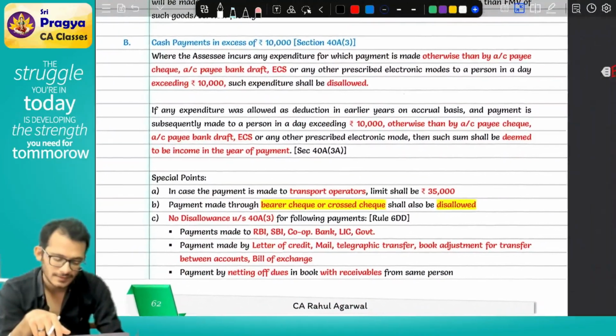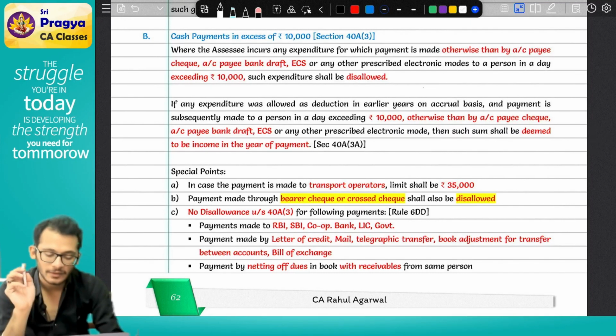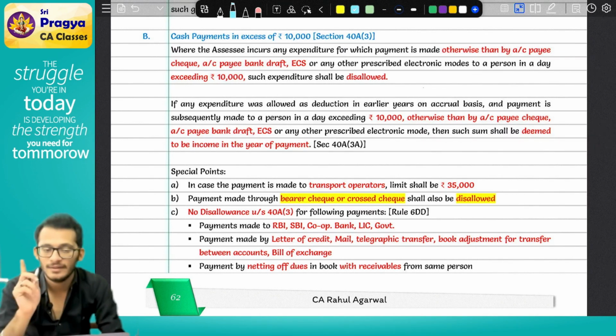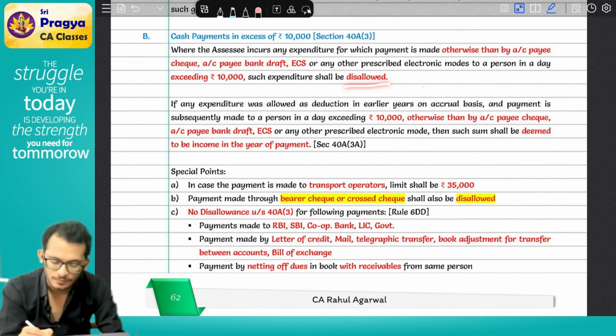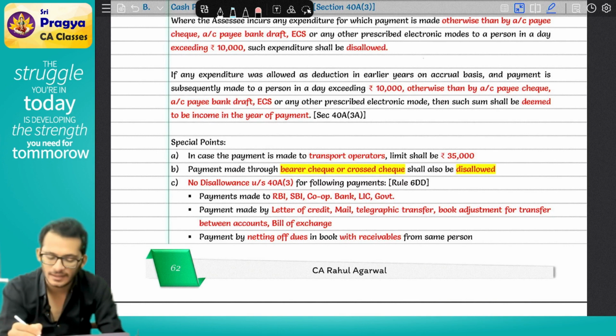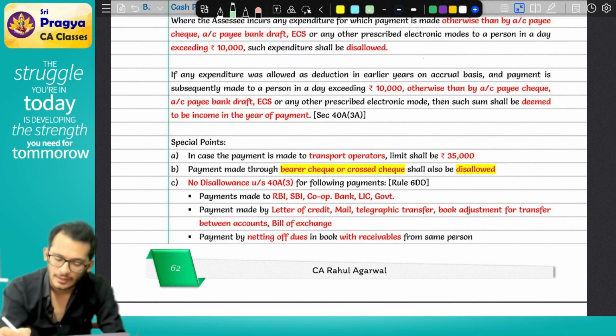Read the section along with me. It says, where the assessee has incurred any expenditure for which payment is made otherwise than by account payee cheque, account payee draft, electronic clearing system, or any other prescribed modes, to a person in a single day exceeding 10,000, the payment will be disallowed. If the expenditure is allowed as a deduction in an earlier year and the payment is subsequently made to a person in a single day exceeding 10,000 otherwise than by these modes, then such payment shall be deemed as an income.